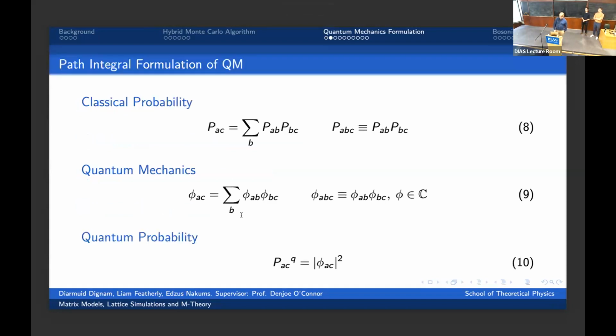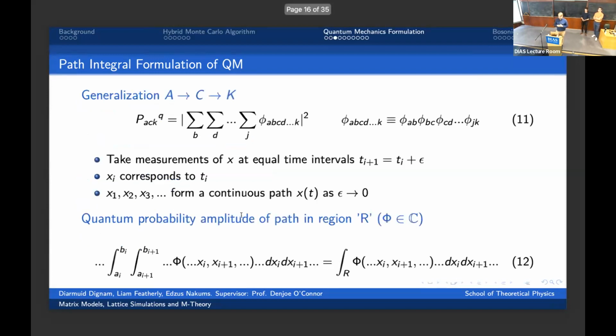We start with classical probability. So let's say I take a measurement at A and I get the value A, I take a measurement at C and I get the value C. I want to know the probability of going from A to B to C, but I'm not sure what B was. You have to sum up over it. Quantum mechanics is really similar, except we replace that with complex numbers, and then the probability is given by squaring that number. This is going to be taken as the fundamental equations, and we'll start trying to generalize that.